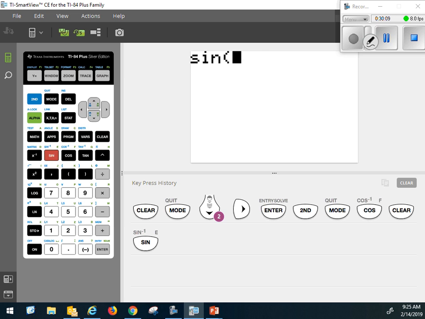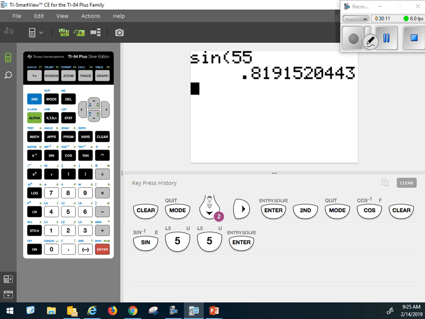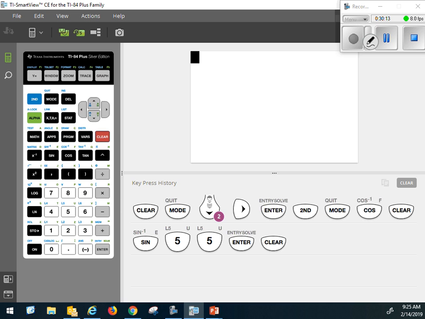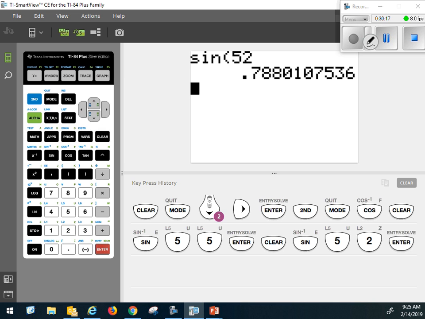So you're going to type in sine 52, enter. Oops, not what I did. Sine 52, enter. And what's the sine of 52? 0.7. What did it ask us to round to? Nearest hundredth. So this would be tenths, hundredths. The 8 tells me to round this to a 9. So this is 0.79.